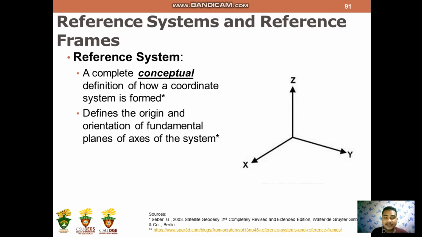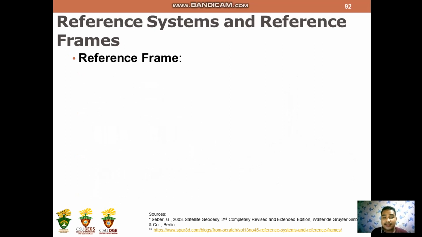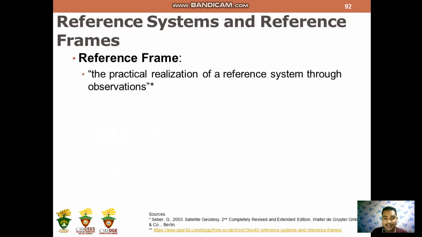So a reference system is the whole concept of the system, and it also includes the underlying fundamental mathematical and physical models. So since it is still a concept, its basis, or its fundamental, is the mathematical and physical models. And when we say reference system, it is attached to the real world, since it is still conceptual, still floating, not yet realized. And that realization is what we call a reference frame. It's a practical realization of a reference system through observations.